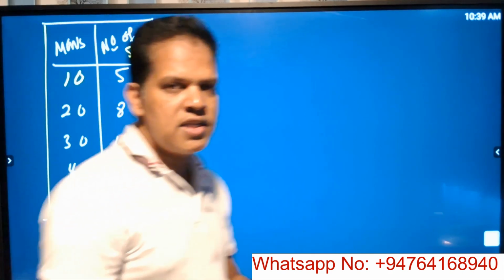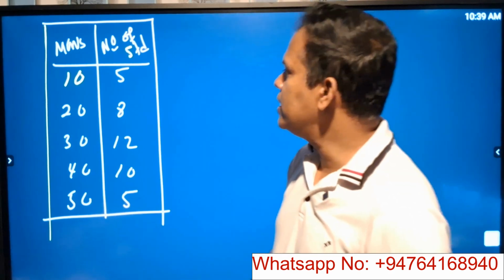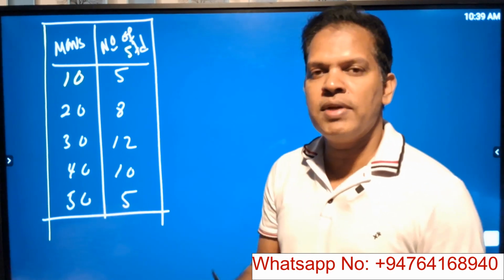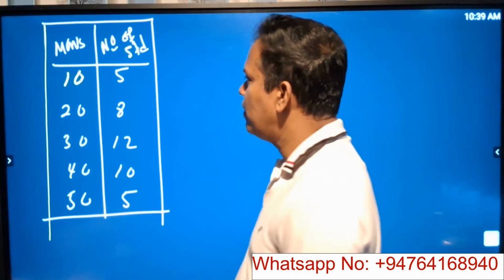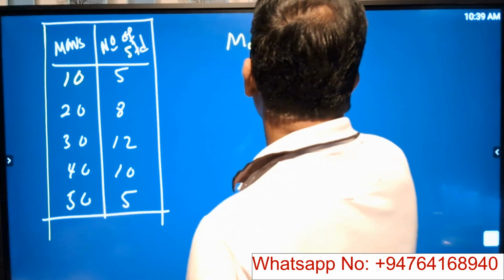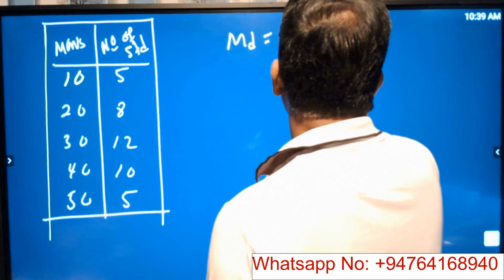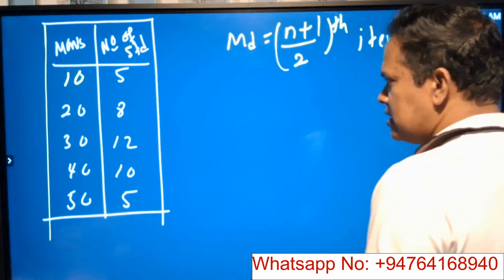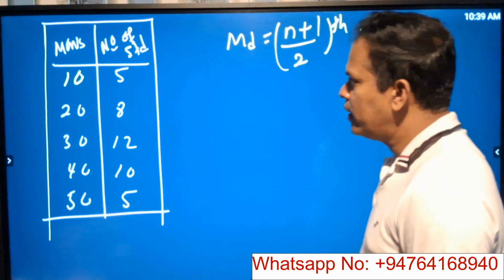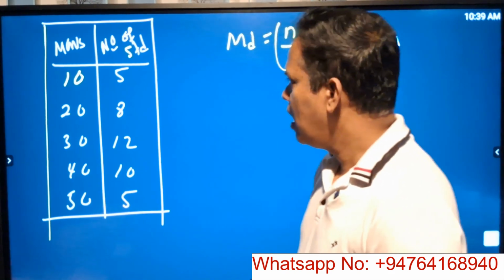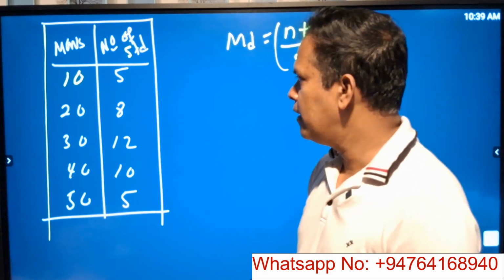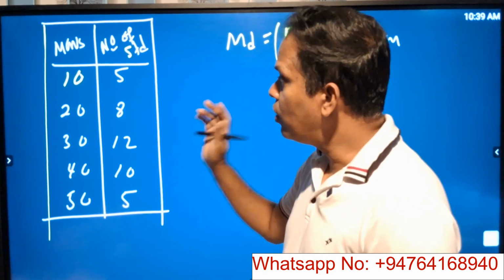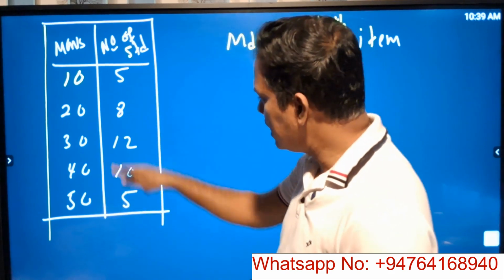Now I want to find the median. How do you find the median? Just before that, we have to find which item it is. The median can be calculated using (n plus 1) divided by 2. This item should be found first. What is the n value? n is the total number of students of this class. How many students are there? 5 here, 8 here, 12 here, 10 here, 5 here. The total number of students can be found by taking the sum of this column.